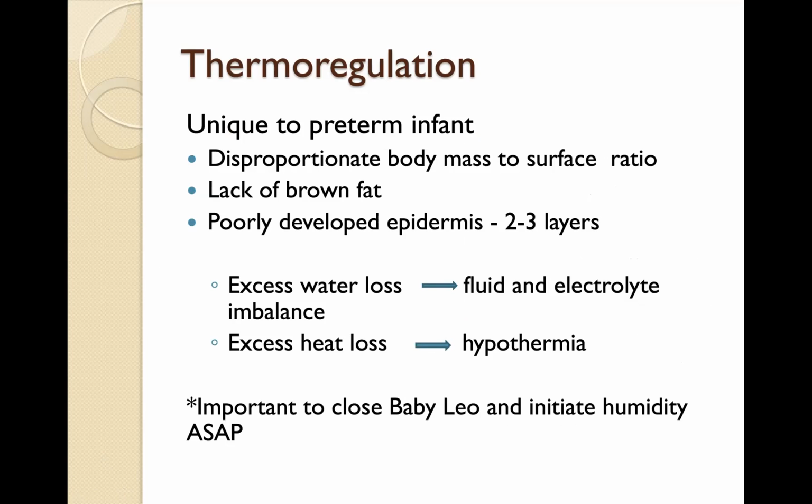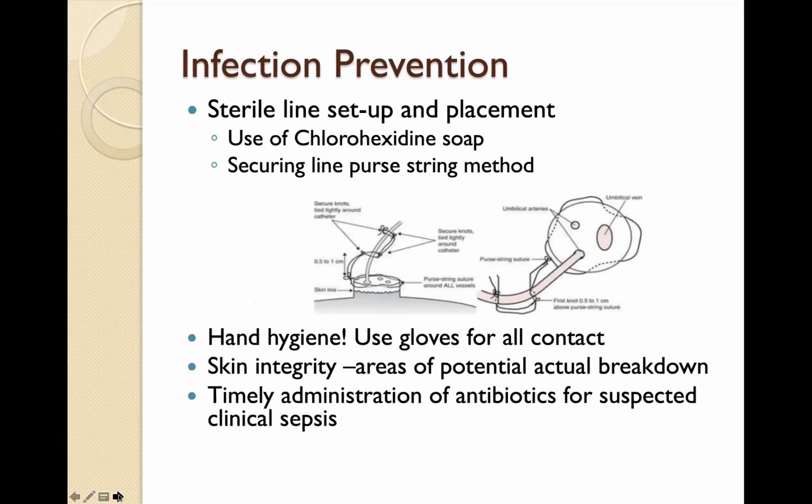So thermoregulation, we know it's unique to the preterm infant because they have a disproportionate body mass to surface ratio. They have a lack of brown fat. They don't have any epidermis, 2 to 3 layers maybe. That leads to excess water loss, fluid and electrolyte imbalance, but also excessive heat loss leading to hypothermia. So for us, what we're going to remind our staff is it's important to close that baby in the bag and initiate humidity as soon as possible. We're also implementing some strategies that can help maintain thermoregulation during line placement.